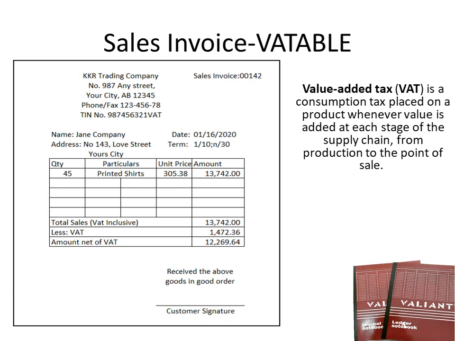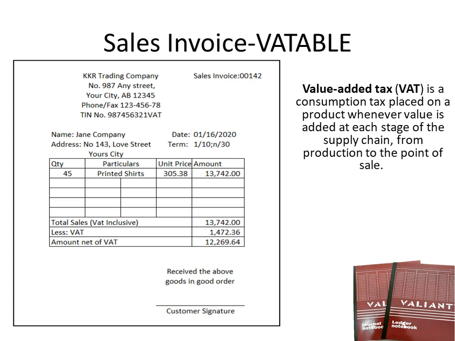Value added tax. Value added tax is a consumption tax placed on the product whenever value is added at each stage of the supply chain, from production to the point of sale. Okay? So when you buy goods, usually they are also VATable goods. So you have the option to add your own VAT.